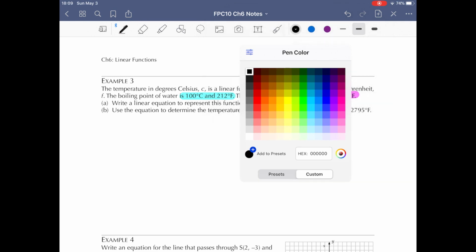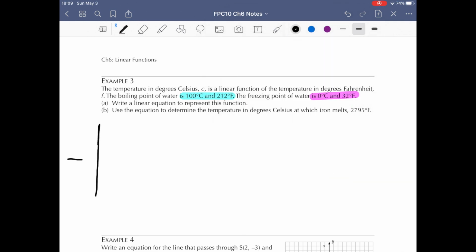So I'm just quickly drawing an axis here. I'm going to call this Celsius and this Fahrenheit. Okay, our first point is at 100 Celsius, 212 Fahrenheit. So it's about, let's say there, 100 Celsius, 212. Then at 0 Celsius, our second point is right here. It's 0 Celsius, 32 Fahrenheit. 0, 32. And the line goes through those two.